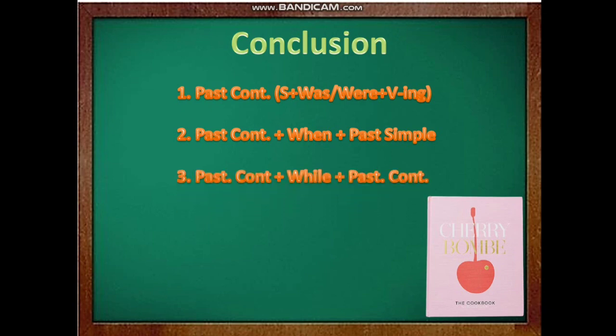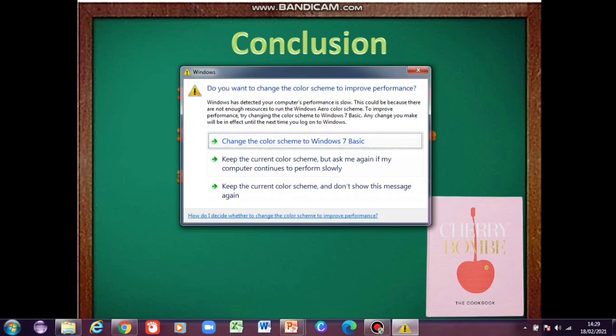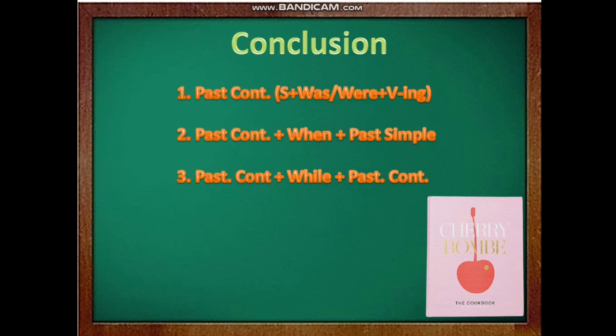And the third one is about past continuous, while, and past continuous. We can use past continuous to mention two or more activities in the past. So there will be the conjunction while: past continuous, while, past continuous. To help you understand this tense more, let's discuss the examples so that you can understand and easily apply them in every sentence that you would like to answer.